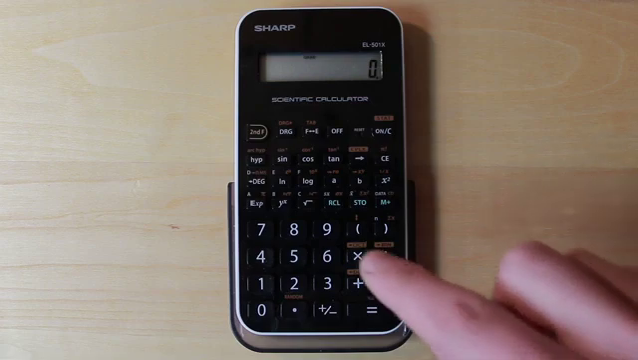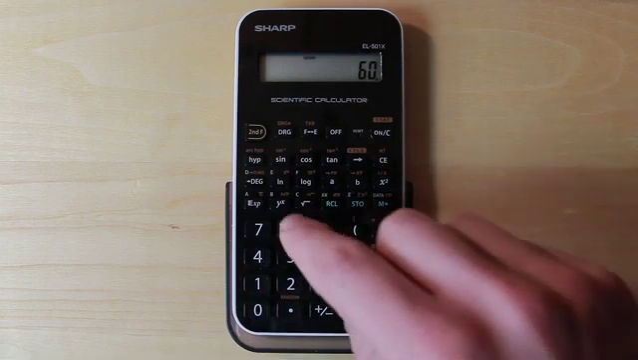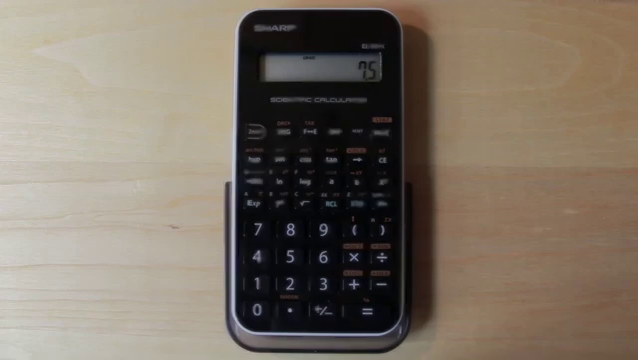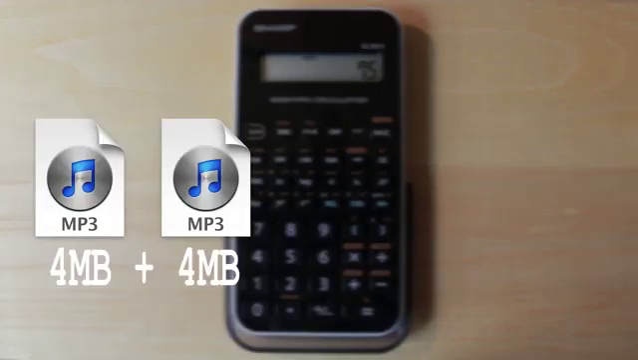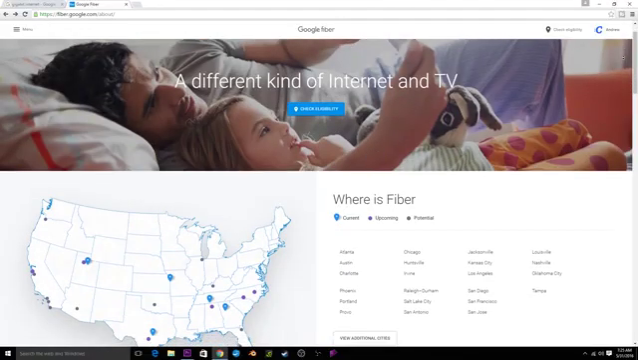So if we head back to Charter and divide their speed, which is 60 megabits per second, by 8, you would get a starting speed of 7.5 megabytes per second. This means that you could download nearly 2 of those 4 megabyte MP3 songs in 1 second. That's pretty fast. Now the internet doesn't stop here though.